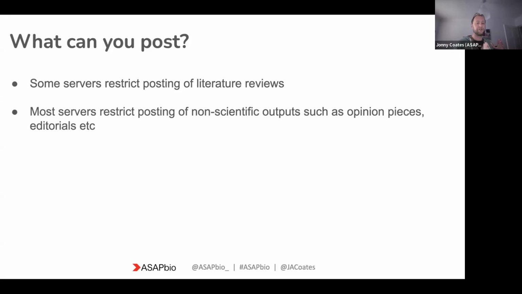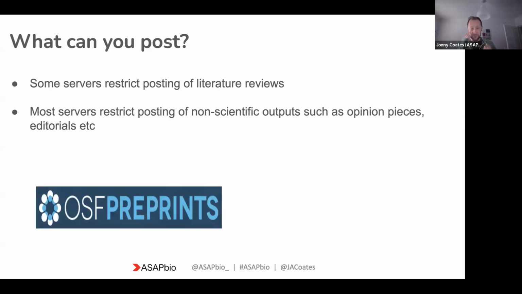There are places you can also post a lot of these other things. So where can you post these other things? OSF Preprints is pretty open. You can put almost anything you want on there. I think they now have a small screening process in place, but they never used to.